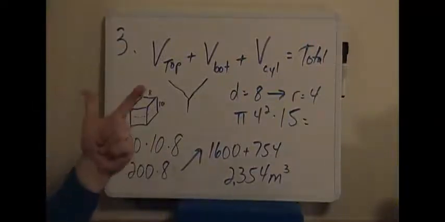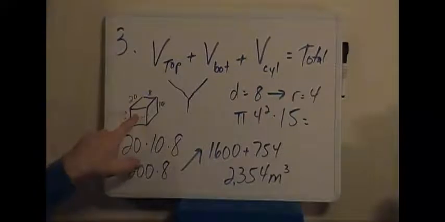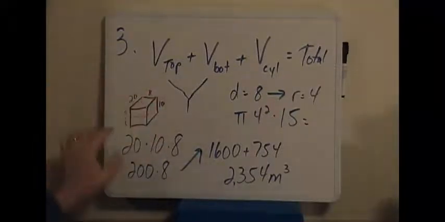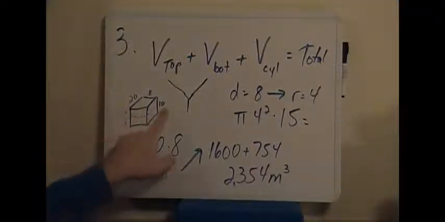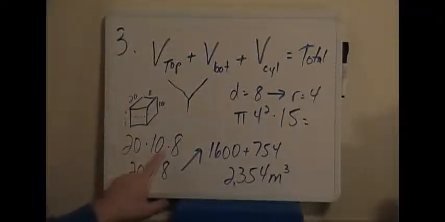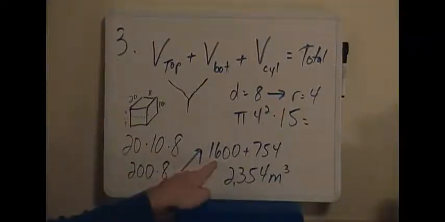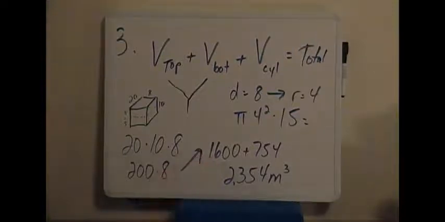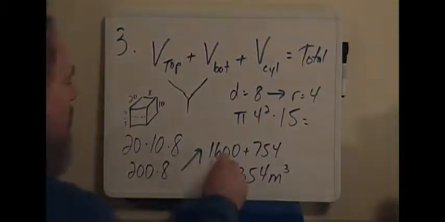This is just length times width times height on a rectangular prism. In this case, it's going to be 20 times 10 times 8. Once we put them together, the two 5s become the 10. So we have 20 times 10 times 8. We can do that in our head. 20 times 10 is 200 times 8 is 1,600. So we have 1,600 for that volume.